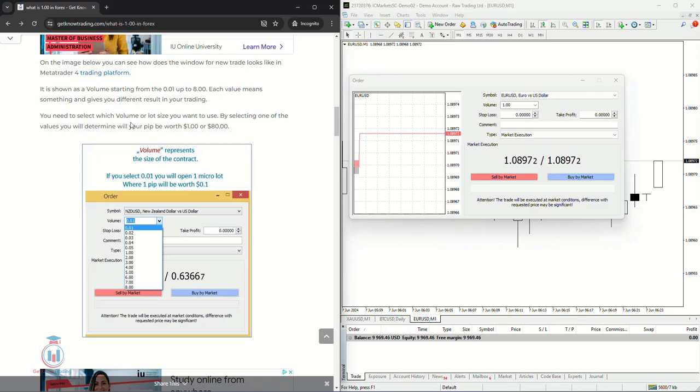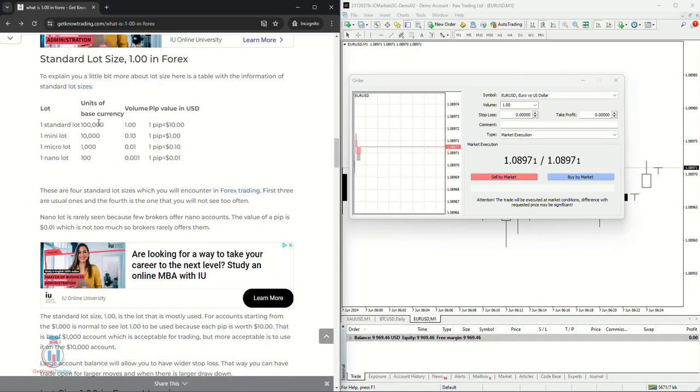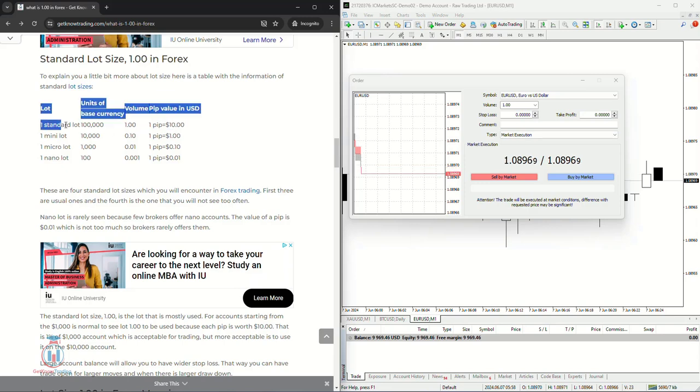In this topic, I will explain to you what is 1.0, and that means one standard lot, which is visible right here. So if in the drop-down menu you select 1.0, this will be one standard lot. Now if I go a little bit down here, you will see a table which says one standard lot is 100,000 units of a base currency, and that base currency in my case for the EURUSD is euro, and then it says that 1 pip will be equal to $10 if I select one standard lot.